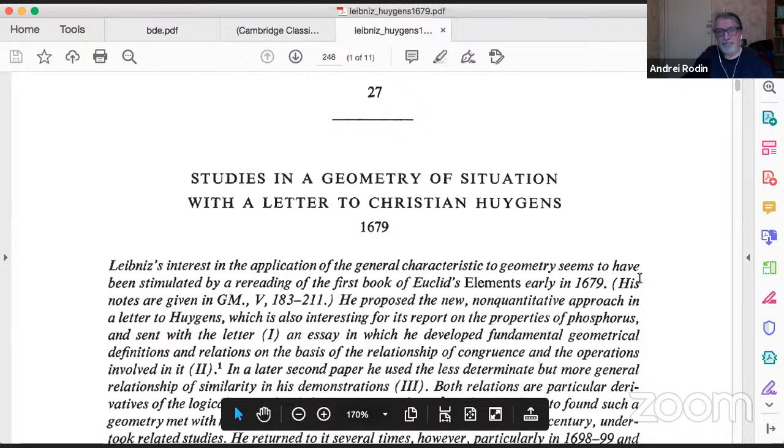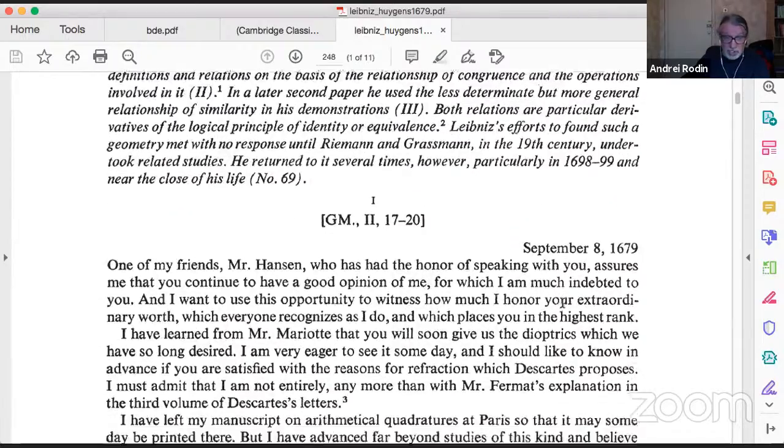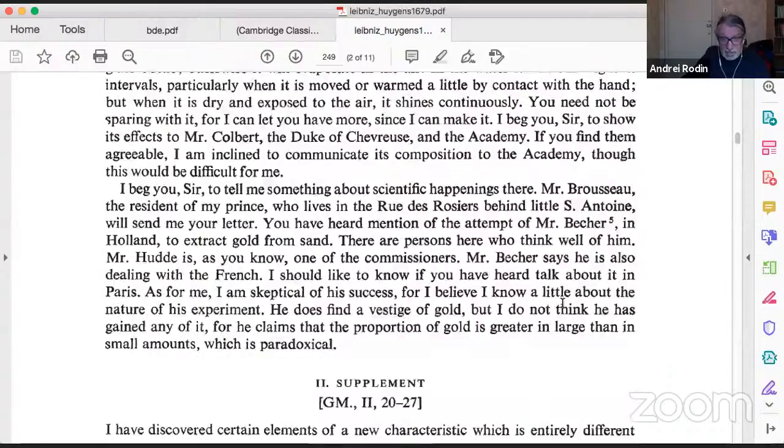I have these letters. Leibniz, Huygens, right. That's the letter. Is it visible? Oh, I don't see anything. Yeah, that's the letter, so you can read it now. It's an English translation.